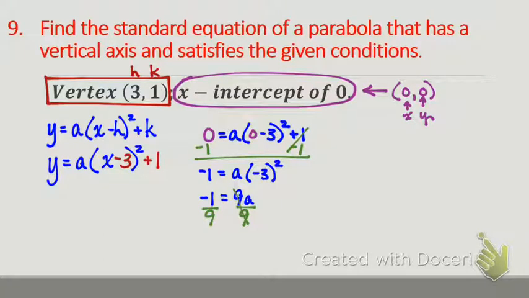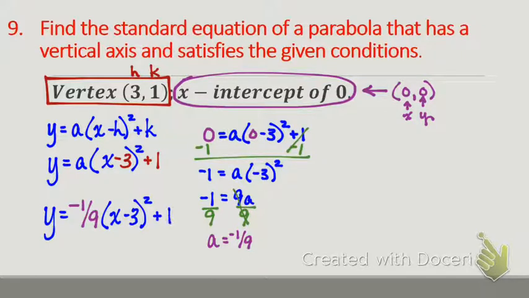Which means a is 1/9. Or sorry, negative 1/9. My apologies. So what is my equation then? Y equals negative 1/9 times x minus 3 squared plus 1.